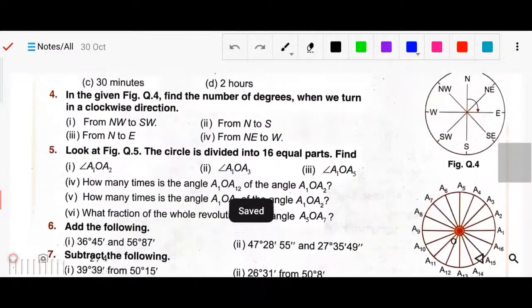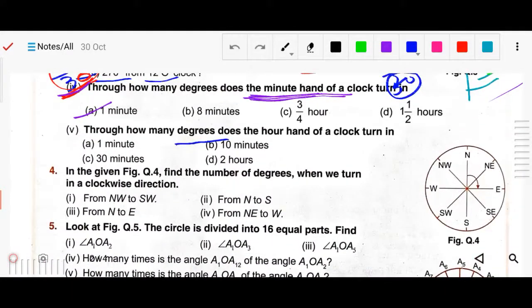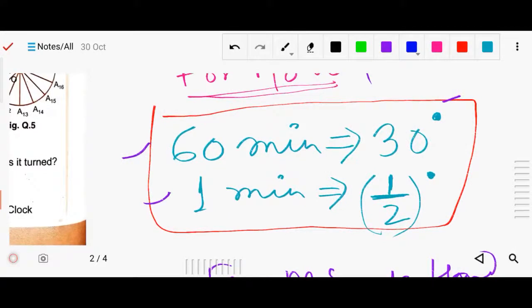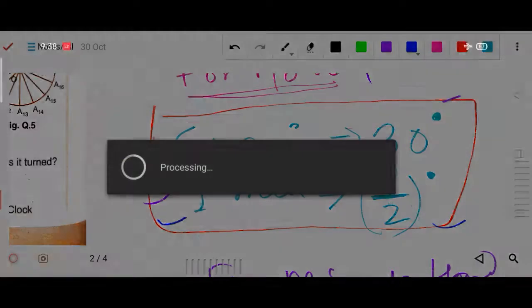So this question, its answer will be 540. Okay. Now number 5, through how many degrees does the hour hand of a clock turn? Now it is about the hour hand, so for the hour hand, in 1 minute it turns 1 by 2 degree. Okay, so now here we will solve.